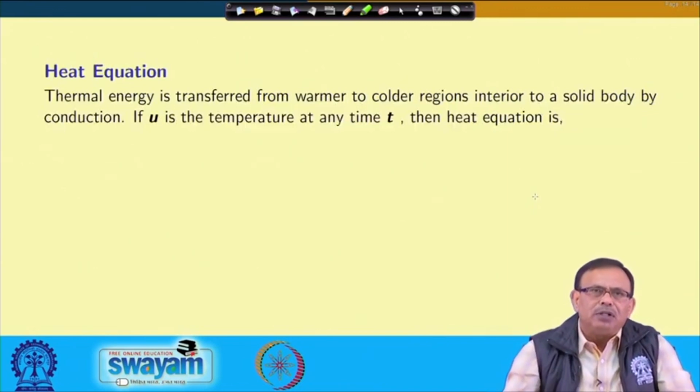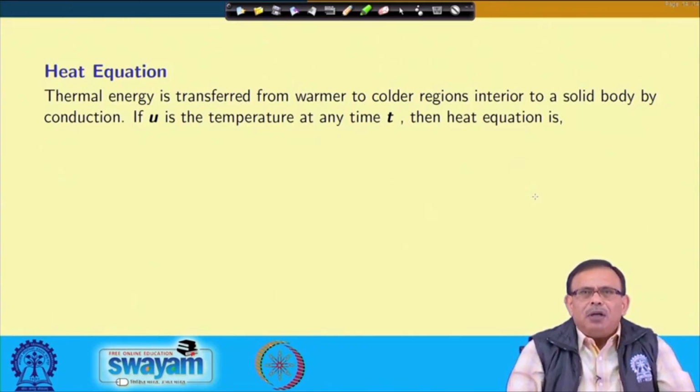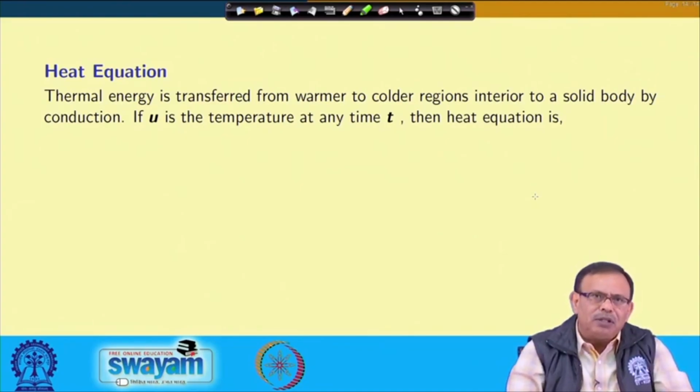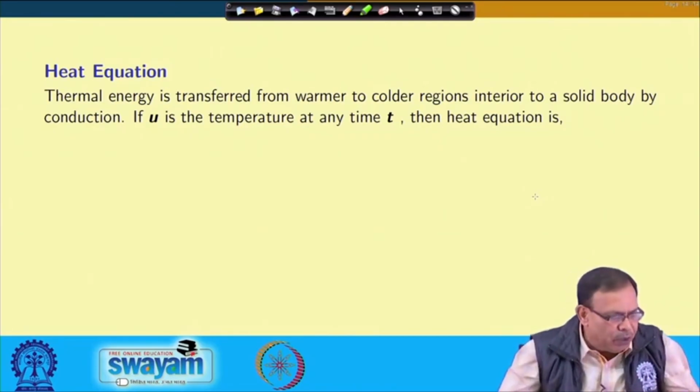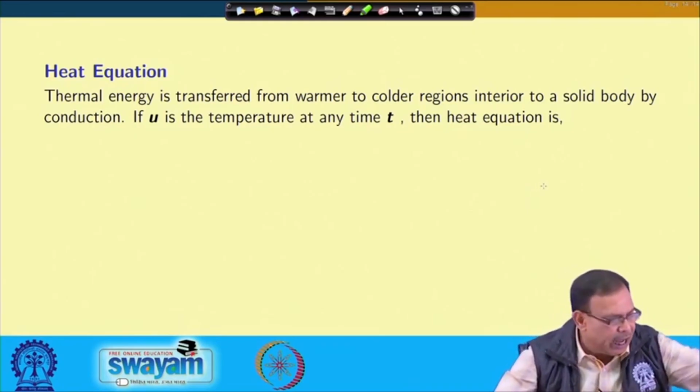The next one is the heat equation. Thermal energy is transferred from warmer to colder regions interior to a solid body by conduction. So, basically energy is being transmitted from one place to another place, we can think. Then, if u is the temperature at any time t, the heat equation can be written as this one.